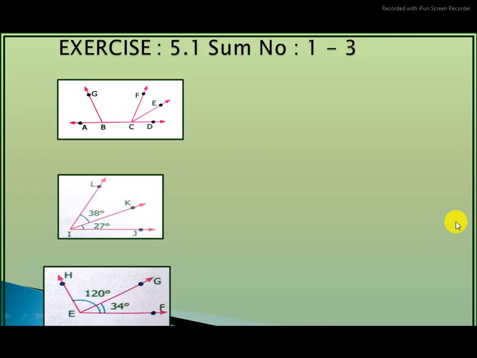Now we'll move on to exercise 5.1. Sum number 1. Name the pairs of adjacent angles. Now look at the diagram. You have A, B, G, C, D, E, F. You are asked to give the adjacent angle.